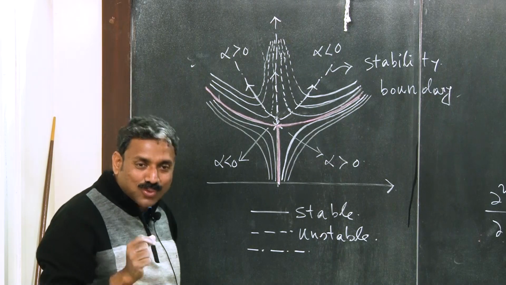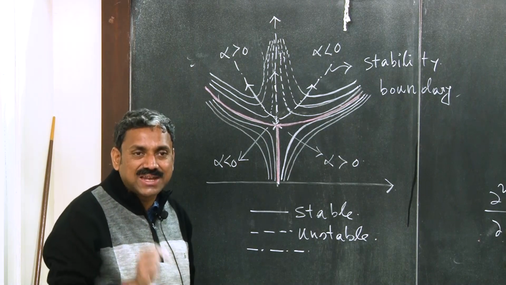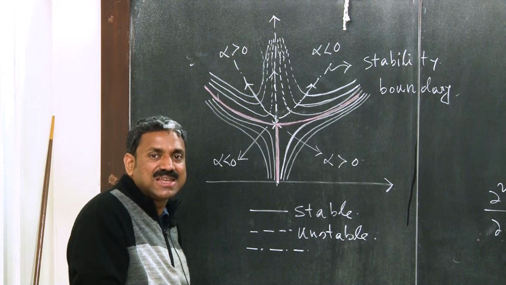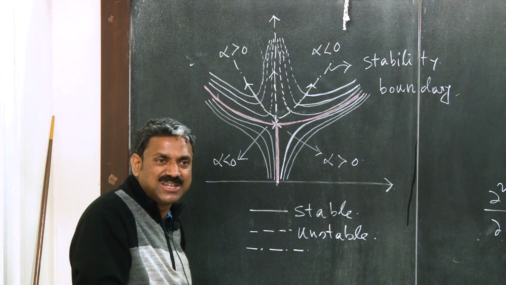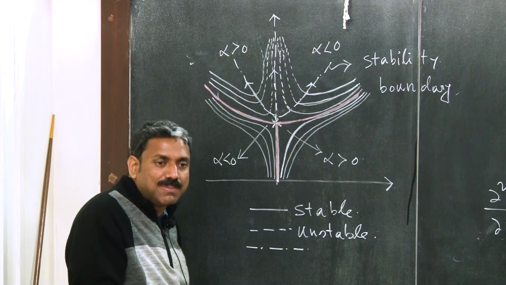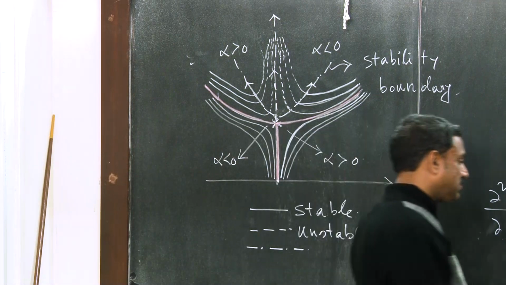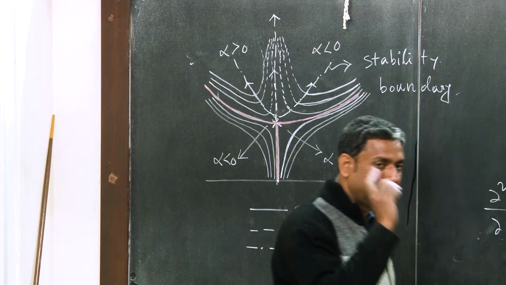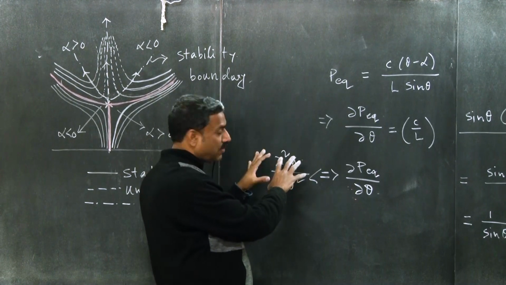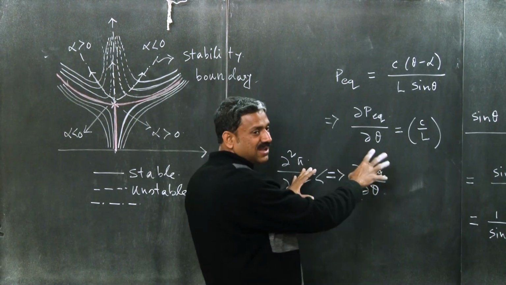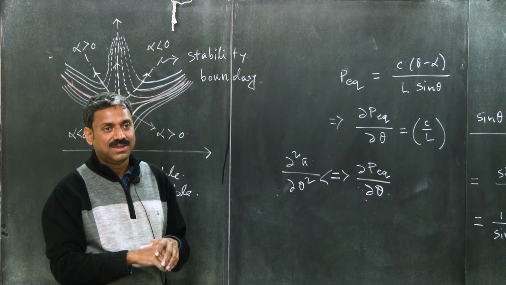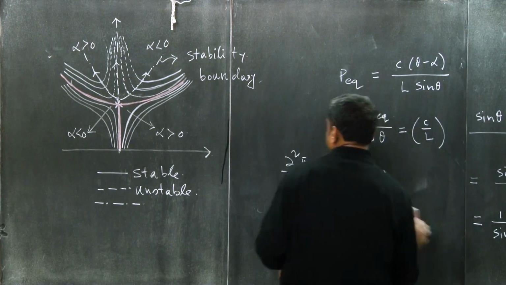You understand that? So the slope of the equilibrium path also reveals the nature of equilibrium, whether stable or unstable. Please note it down. The slope of the equilibrium path reveals the nature of stability. Clear? And then the equivalency you must keep in your mind: the equivalency of the Hessian and the gradient of the equilibrium path with respect to the displacement. Yeah, this will come handy.